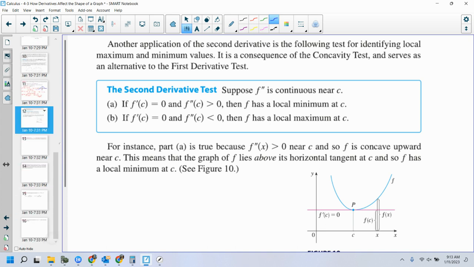Let's do this second derivative test on Tuesday, shall we? Let's save this chunk for Tuesday, and then the rest of Tuesday will be worth it. Deal?